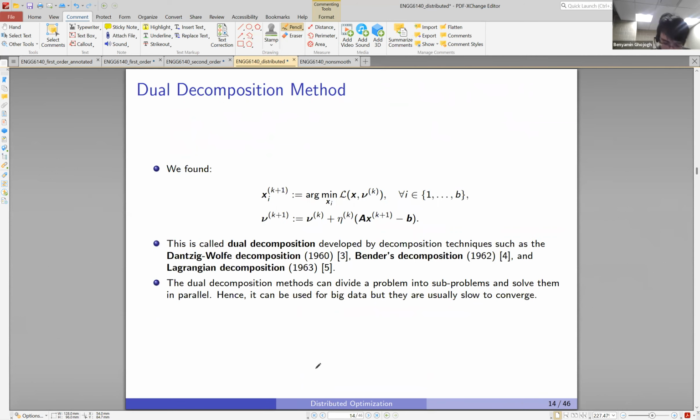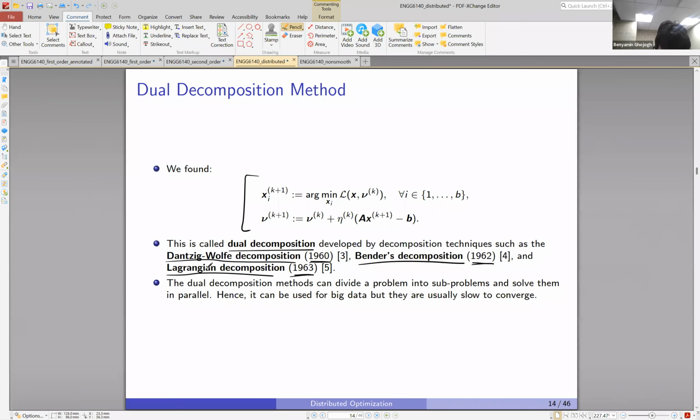So I've repeated what we found here. This is called the dual decomposition method, developed by decomposition techniques such as Dantzig-Wolfe decomposition in 1960, Benders decomposition in 1962, and Lagrangian decomposition in 1963. These are the papers which worked in this area. As you see, Wolfe here again. Wolfe was a very important scientist in optimization.